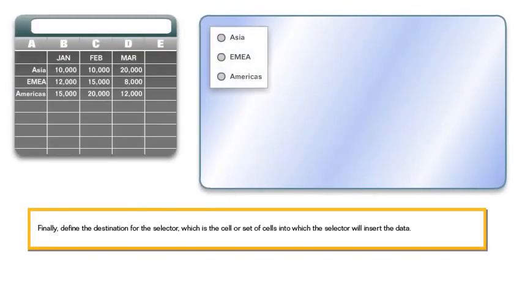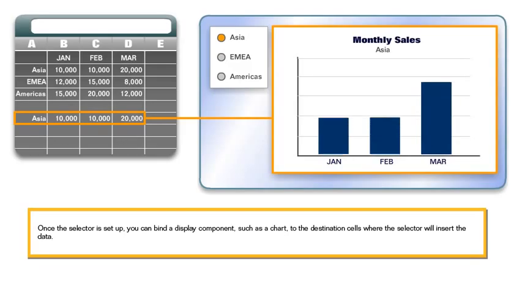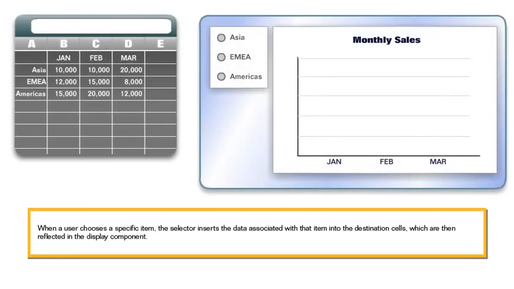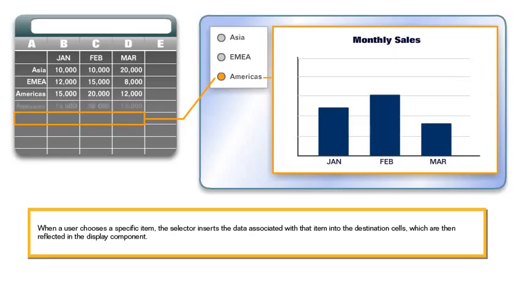Finally, define the destination for the selector, which is the cell or set of cells into which the selector will insert the data. Once the selector is set up, you can bind a display component, such as a chart, to the destination cells where the selector will insert the data. When a user chooses a specific item, the selector inserts the data associated with that item into the destination cells, which are then reflected in the display component.